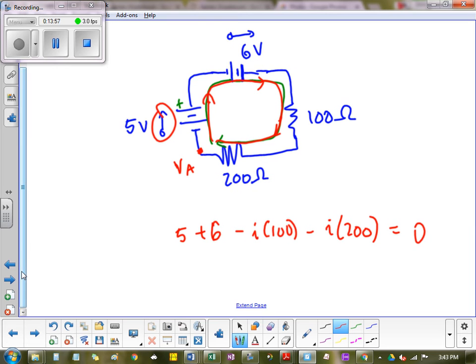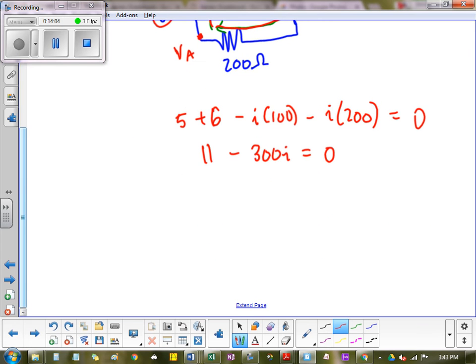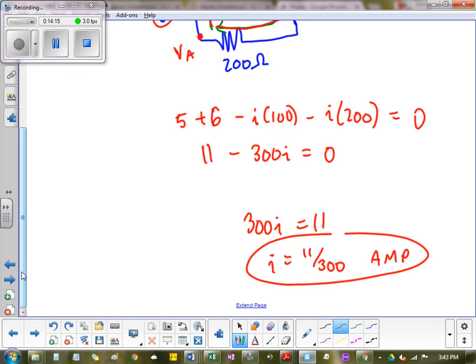All right, so this is where things pay off. So you have 11 minus 300I equals 0, and then you get 300I equals 11, or you could say I is 11 over 300. And this, of course, is amperes. Pretty nice, right? Okay, now what happens if you pass through a battery that's backwards in your circuits?